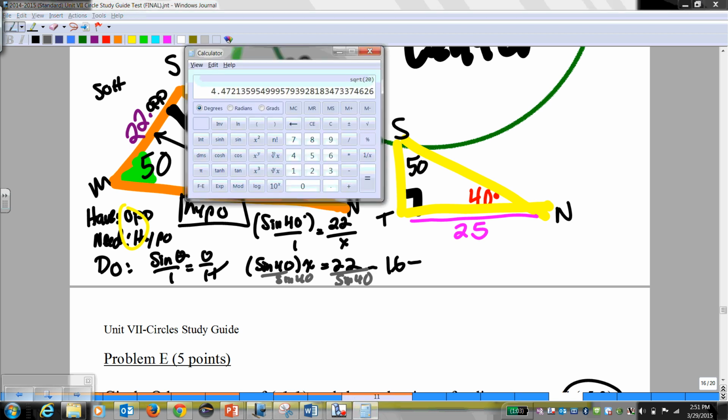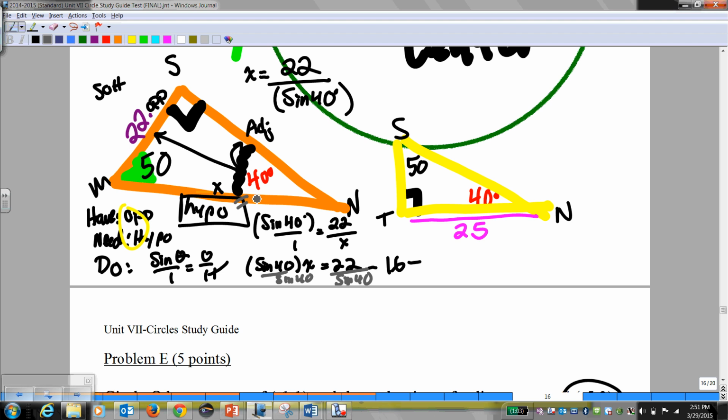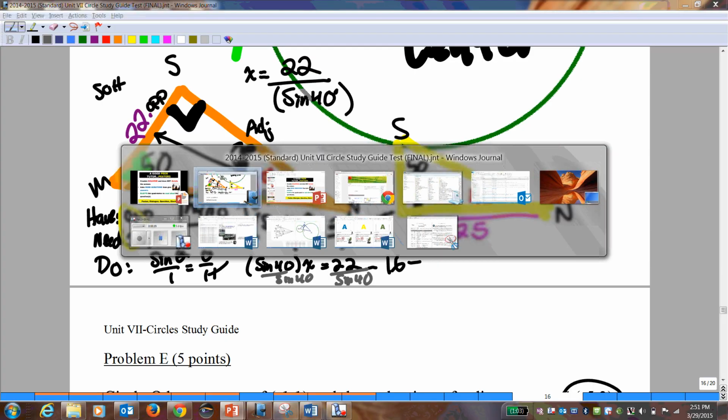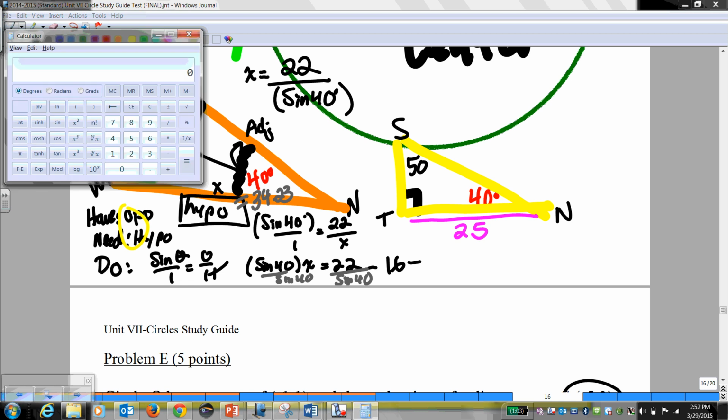So you get your calculator out. And we're going to go for, ready? 22 divided by the sine of 40 degrees. Take everything to the second decimal place. We get 34.23. Make sure you're able to do that math yourself.